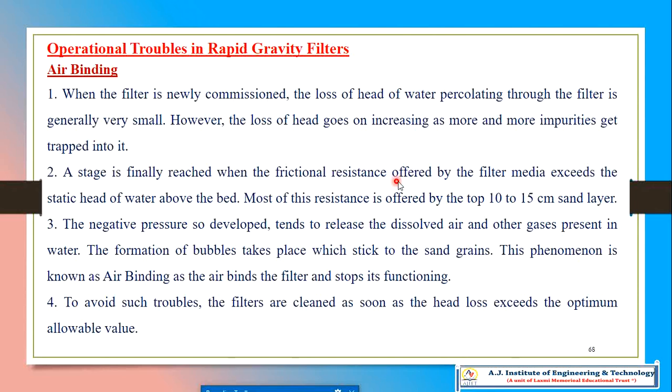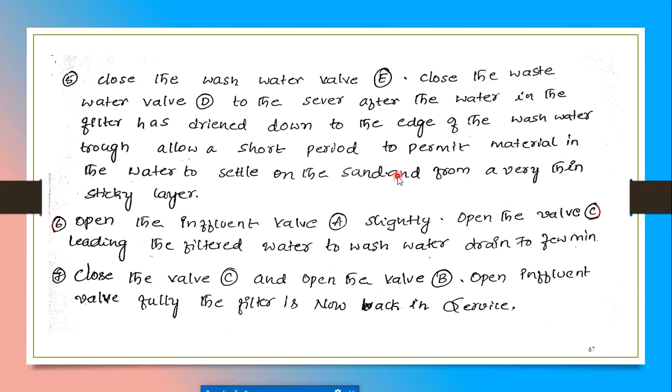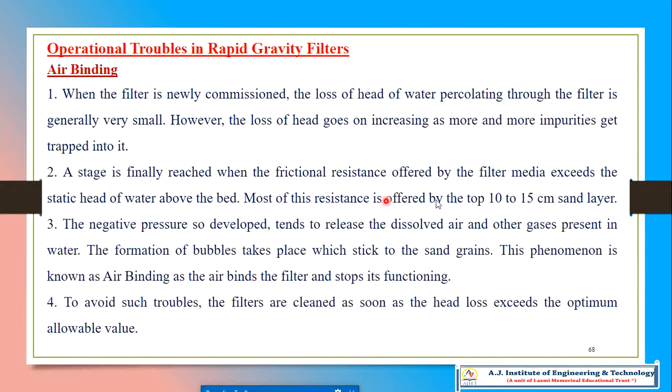A stage is finally reached when the frictional resistance offered by the filter media exceeds the static head of the water above the bed. Most of this resistance is offered by the top 10 to 15 centimeters of the sand. You can see it here in the figure: most of the resistance is offered by the top 15 centimeters of sand.